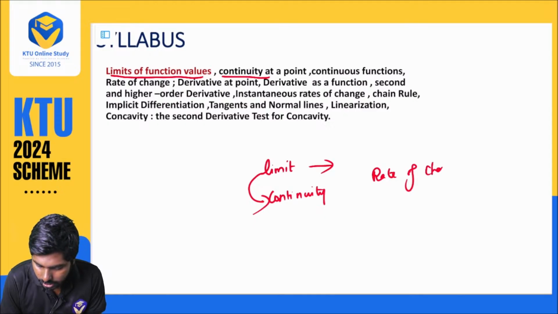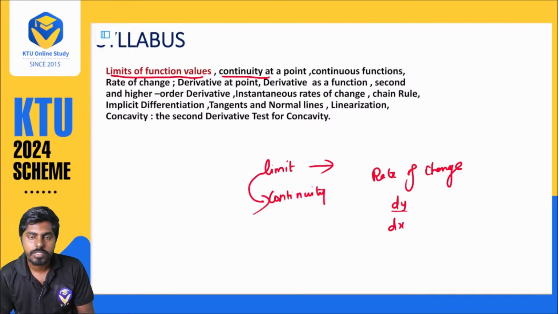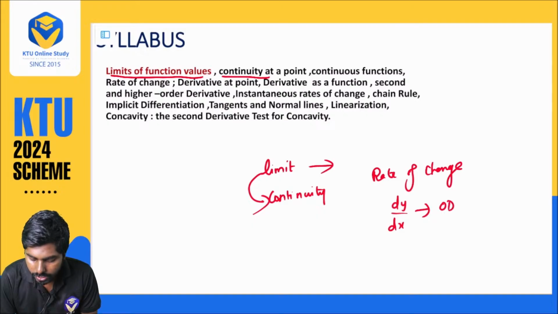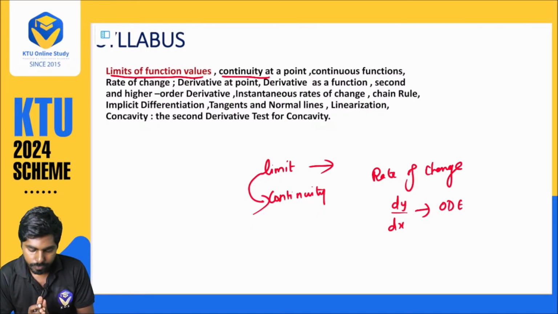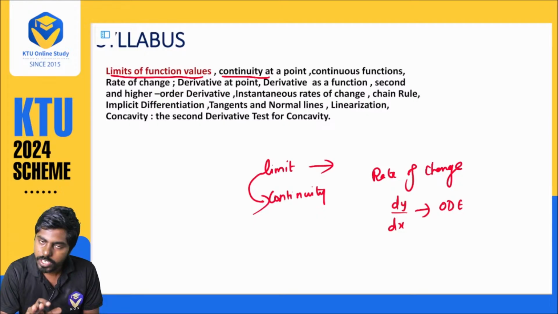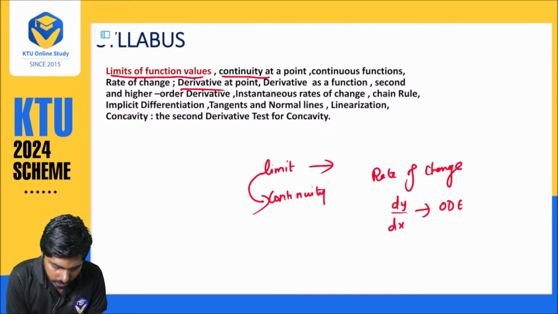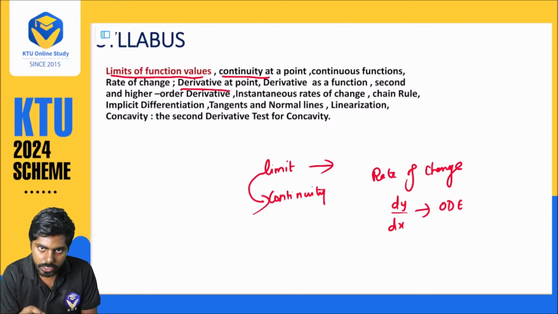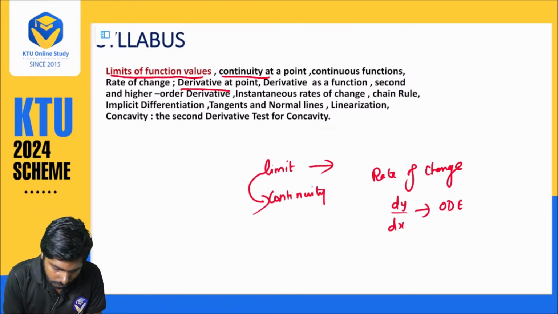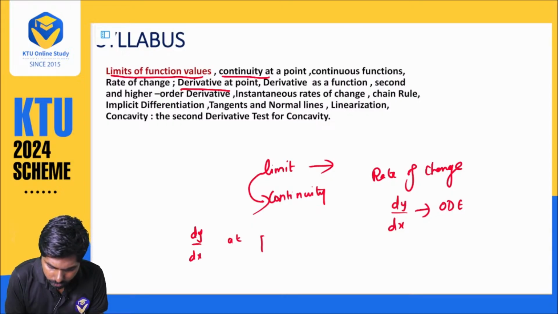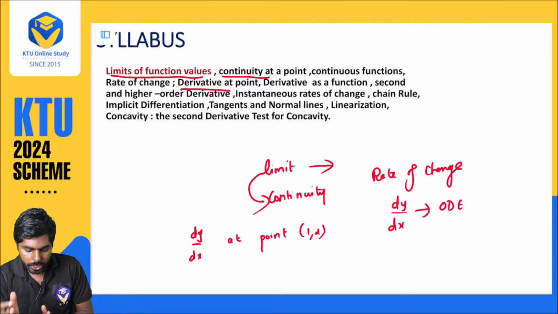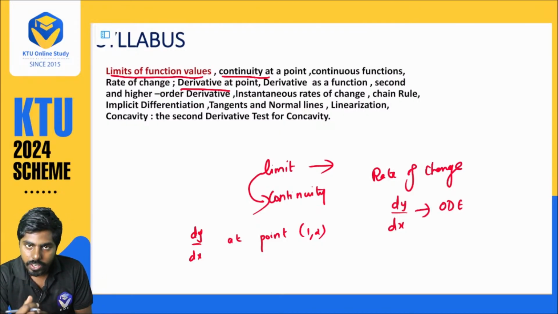Rate of change indicates dy by dx, which we have learned in our school life. That is nothing but ordinary differential equation, that is differential equation. Okay. Then derivative is nothing but differentiation at a point. Derivative at a point means they will give a point and we want to identify dy by dx at that point. They will give 1 comma 2, then you substitute the point 1 comma 2. This is called derivative at a point.